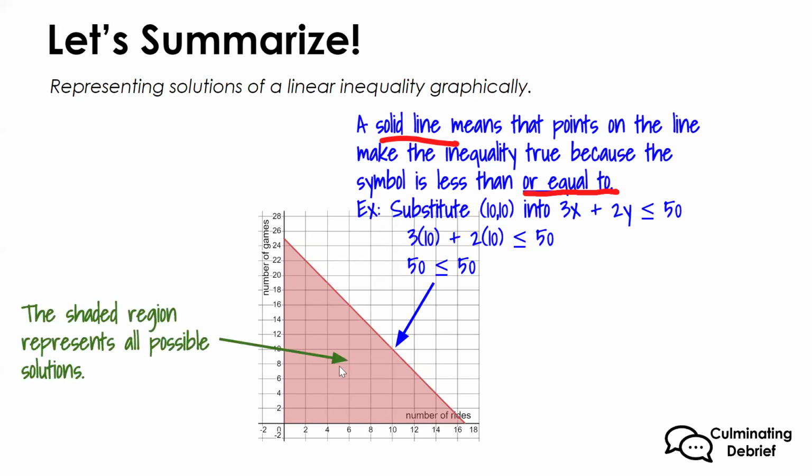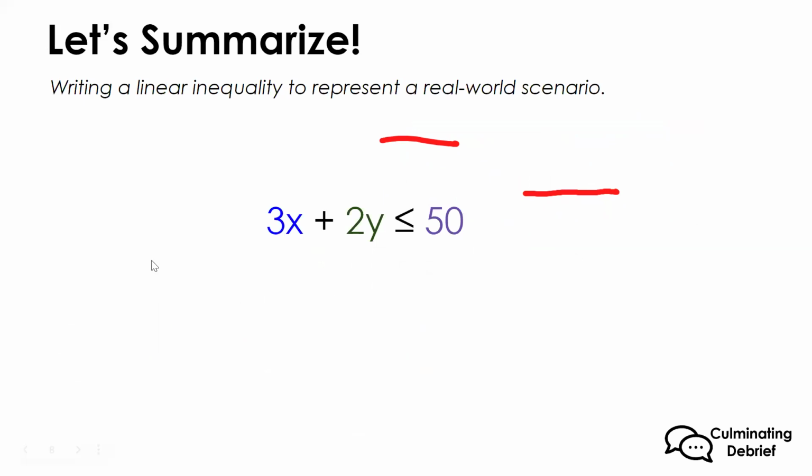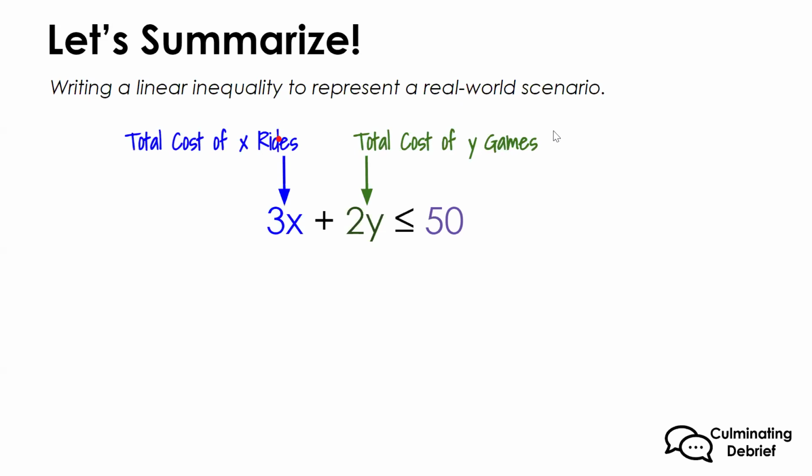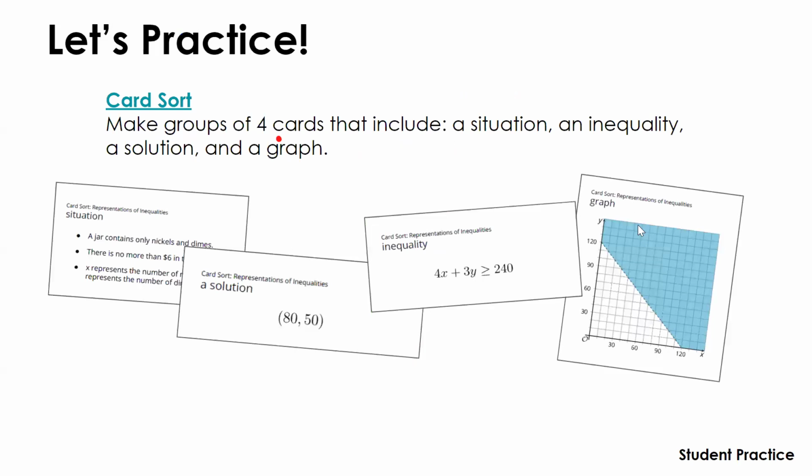The shaded region is all possible solutions. So even though you put on your paper those dots, they still work. We're still within the region of $50. However, you could still have money left over. And the unshaded region represents all the points that don't make the inequality true. So here would be my equation. We would have $3 for the rides, $2 for the cost of the games, and then the total money that we could potentially spend.